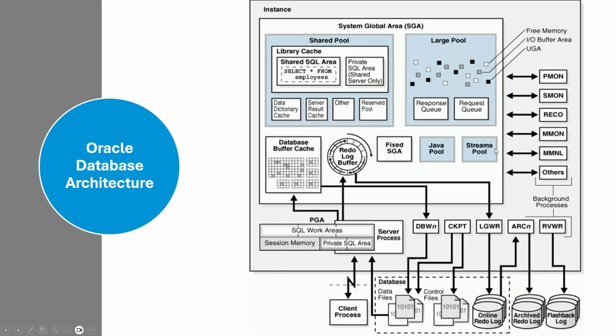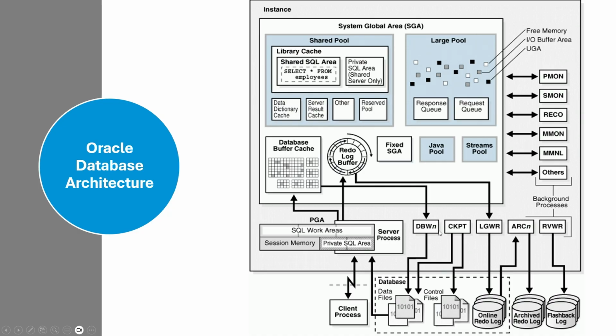Then we also have the PGA. PGA also has different components: SQL work area, session memory, and private SQL area. Basically, PGA interacts more with the server process. The server process requires some memory, and that memory is allocated by the PGA to do the processing of whatever the user requests. So these are the two memory components, and each has different components within it.